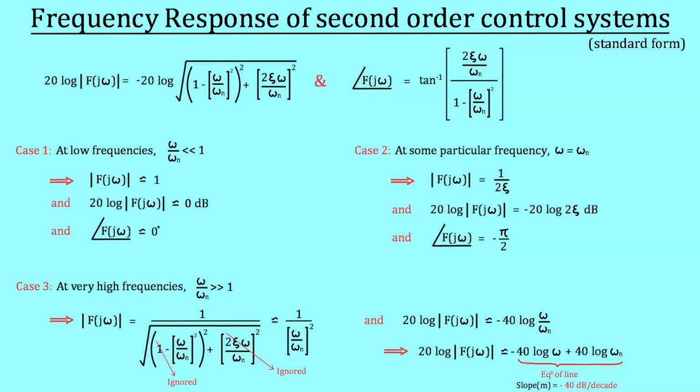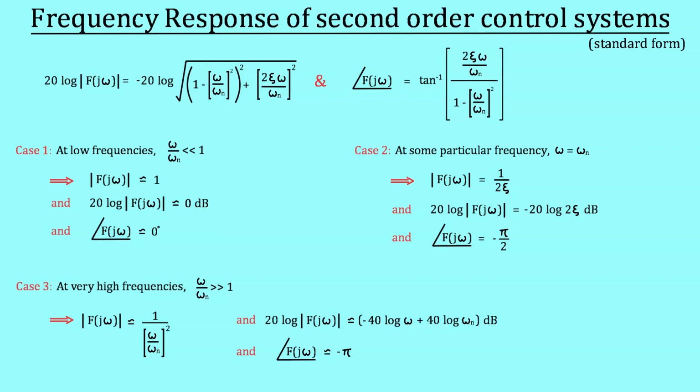And the third case is when we are having a very high frequency such that the operating frequency is significantly greater than the natural frequency. In this case, the magnitude will come out to be approximately equal to 1 divided by square of omega divided by omega n. Interestingly, when you convert this magnitude in dB scale, you will get the expression minus 40 into log of operating frequency plus 40 into log of natural frequency. This is actually an equation of a line with slope minus 40 dB per decade. And the phase shift you will get in this case will be equal to minus pi.